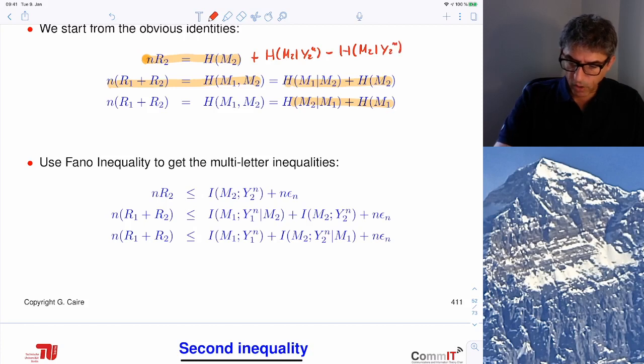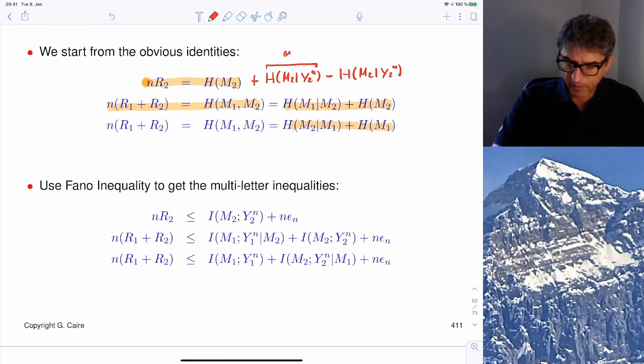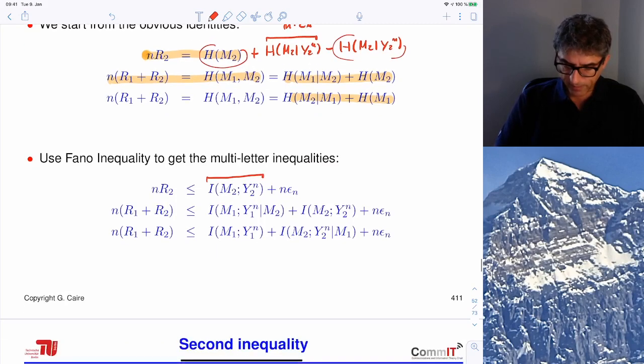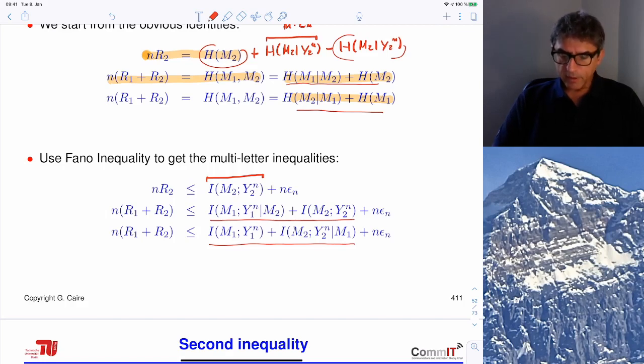And knowing that this term, because in the converse we assume to have codes with vanishing probability of error, is upper bounded by n times epsilon n, then the difference between these is the mutual information between M2 and Y2^n. And similarly, we end up with other Fano inequalities, basically by characterizing both here and here. We can write these two inequalities here and here, again by adding and subtracting vanishing terms.